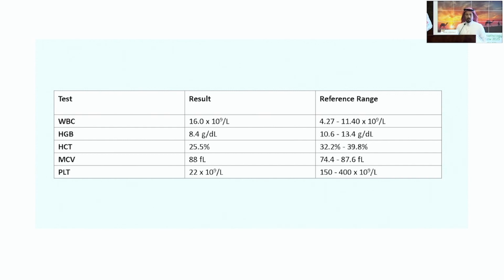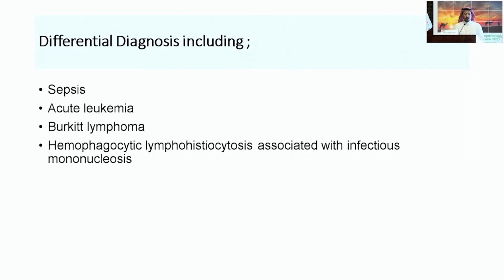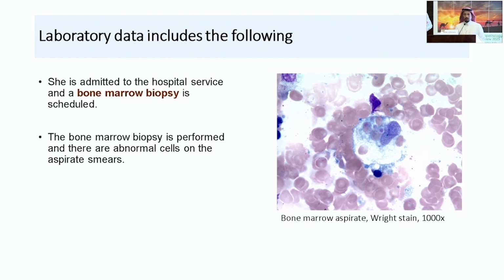CBC shows leukocytosis, as you see, anemia, and severe thrombocytopenia. The clinical diagnosis or the possibilities for this presentation are either sepsis, acute leukemia, Burkitt lymphoma, or HLH with infectious mononucleosis. They proceeded to have a bone marrow, which you see in the picture.